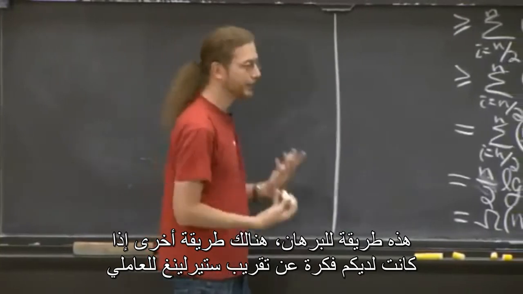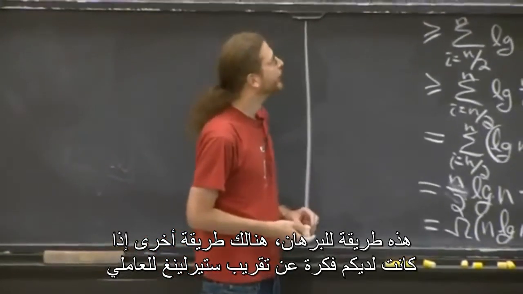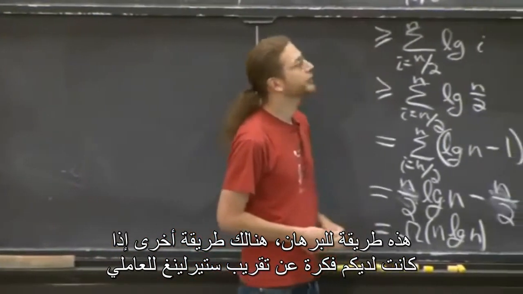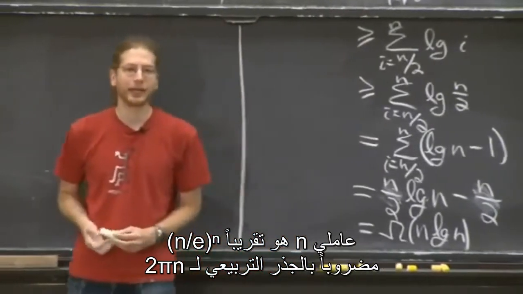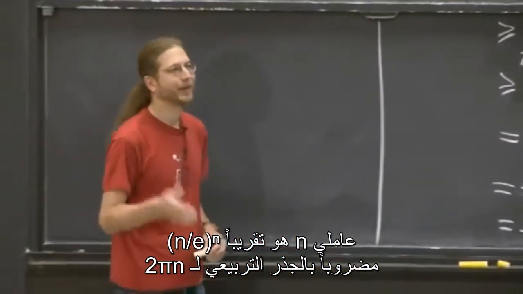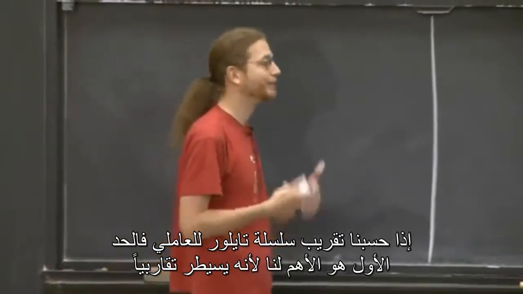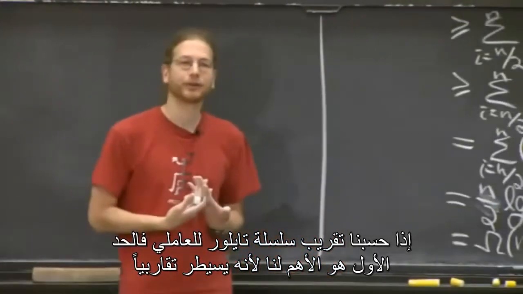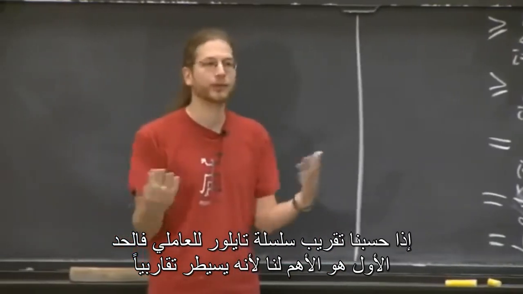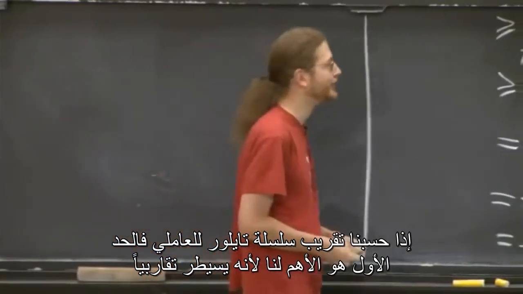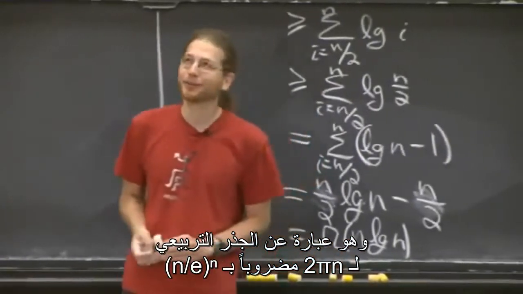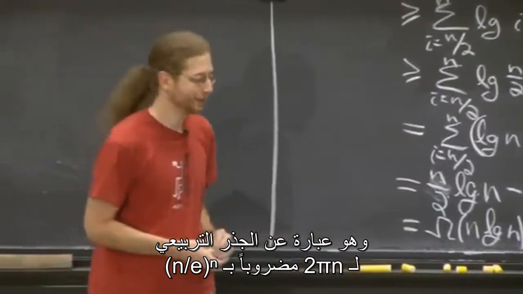Another way to do it, if you happen to know Stirling's formula for n factorial: n factorial is about n over e to the n times the square root of 2 pi n, right? That's the Taylor series approximation of n factorial, the first term, which is the most important term for us because it is the asymptotically dominating term: square root of 2 pi n times n over e to the n. Hope I got that right.